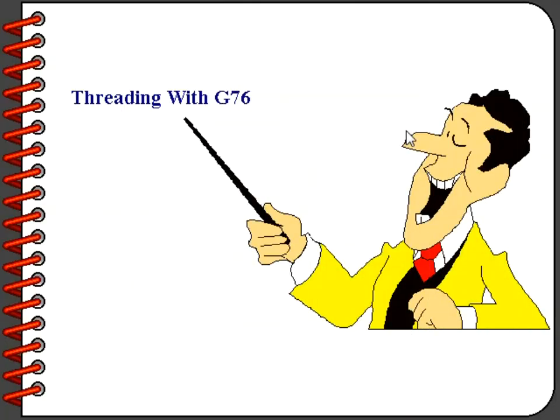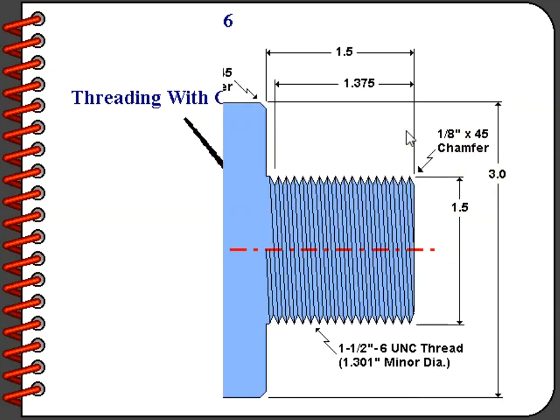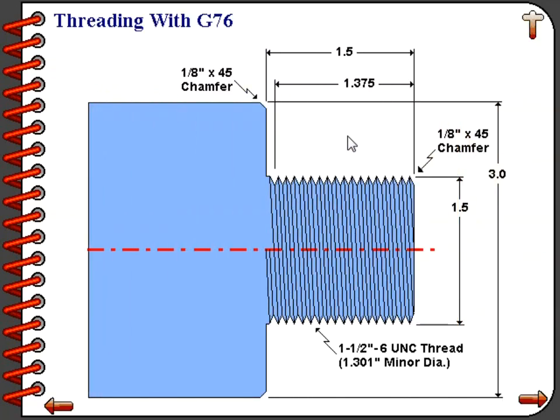Now let's take a look at threading with the G76 cycle. This will be our example part for this lesson. What we need to do is machine a 1.5 inch 6 UNC thread on this workpiece. We won't bore you with the details of roughing the part out, as that is a relatively straightforward process with the G71 cycle. We're strictly going to focus on the threading operation.